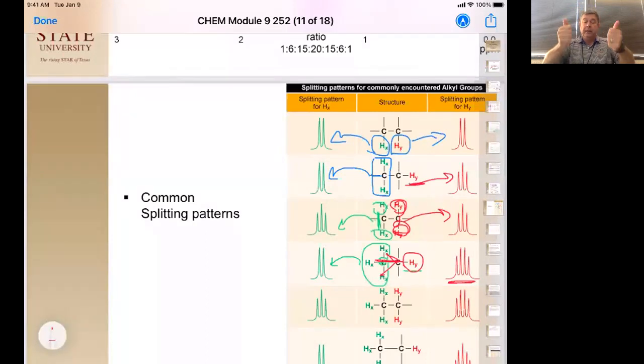All right, look at this chart. We're going to come back to this chart for splitting when we get back, and then we're going to hit carbon NMR and mass spec when we come back on Wednesday. So sorry I went long.